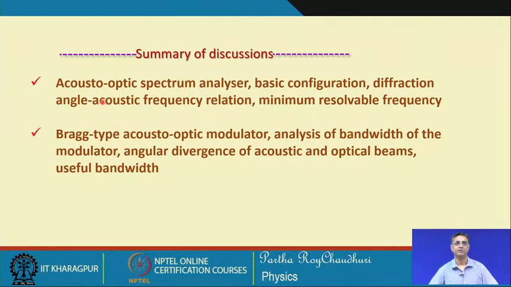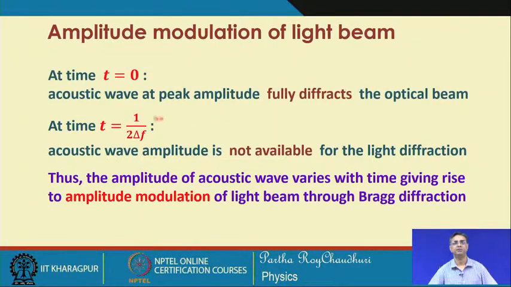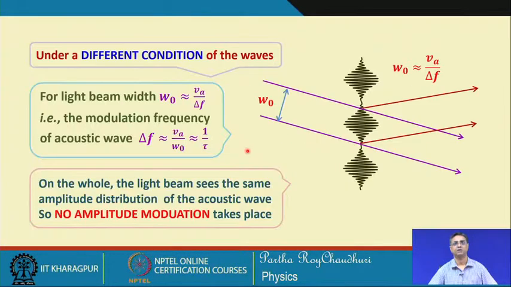So, in summary, we discussed this acousto-optic spectrum analyzer, basic configuration, diffraction angle and acousto-optic acoustic frequency relation, minimum resolvable frequency. Then at length we tried to understand the several parameters associated with acousto-optic modulators in terms of the bandwidth of the modulator, which are due to the angular divergence of the acoustic beam and optical beam, and we could locate what will be the useful bandwidth, minimum value of the useful bandwidth for acousto-optic modulation.